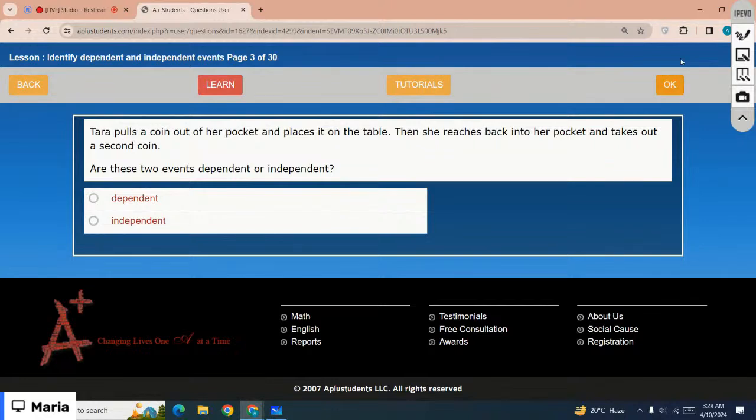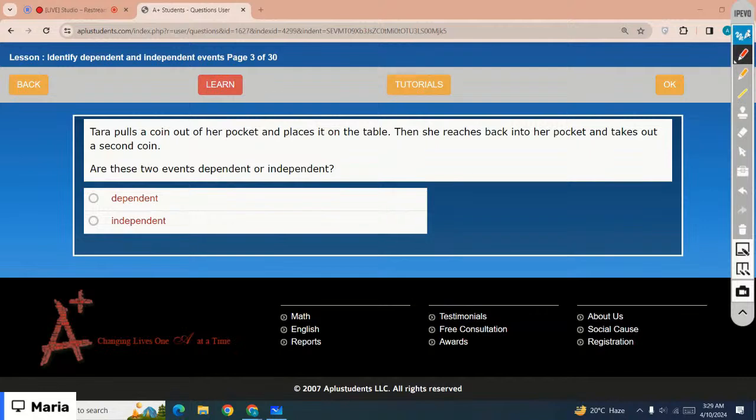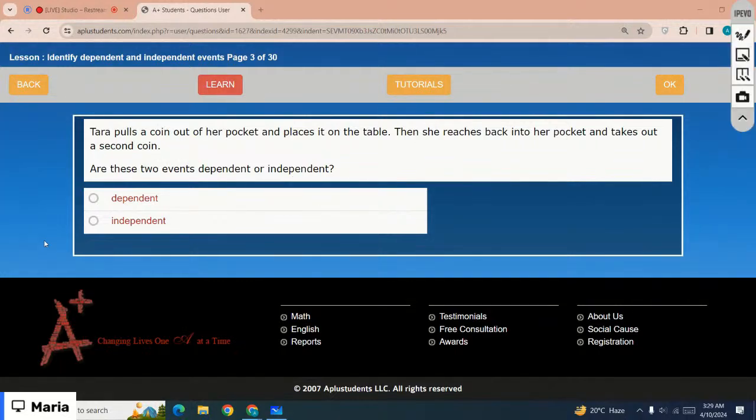The first time, for example, when she is going to pull a coin, she has four coins, right? She takes one coin. Now she has three coins. Then she reaches back into her pocket and takes out another. For the second time, she has one less coin. They are dependent events. The correct option is dependent.